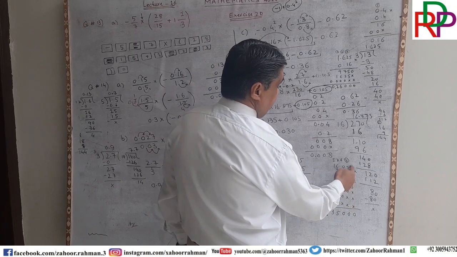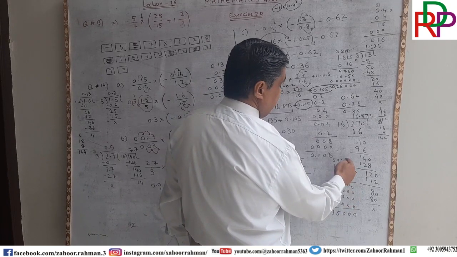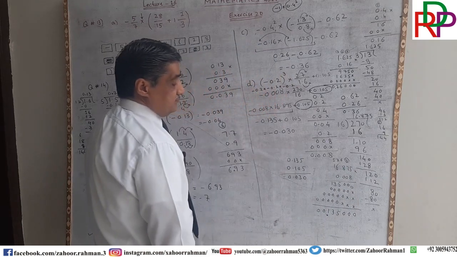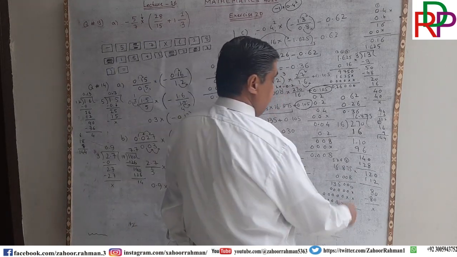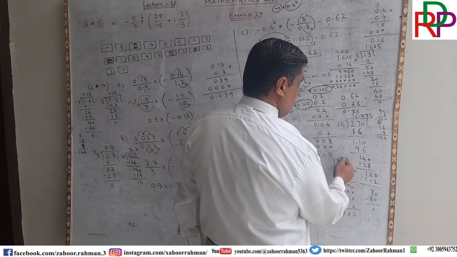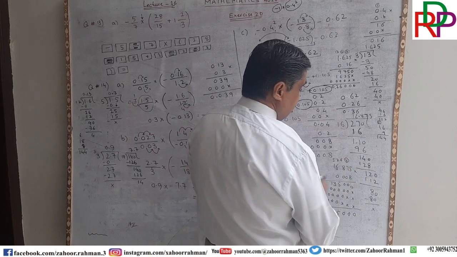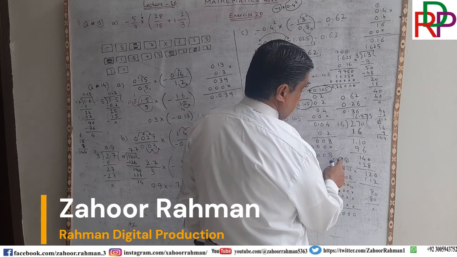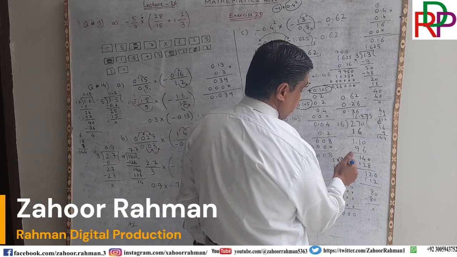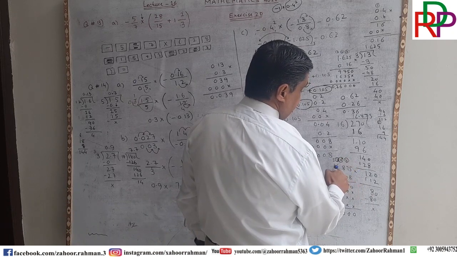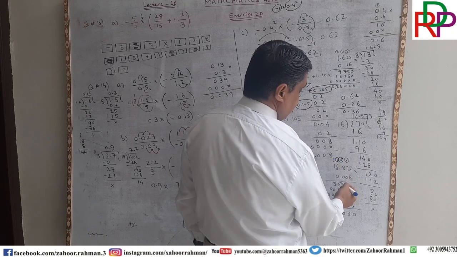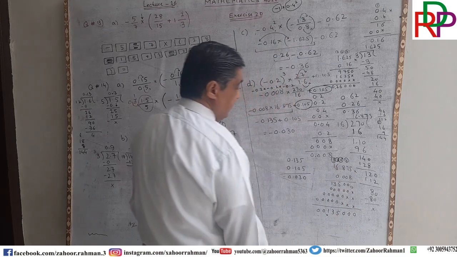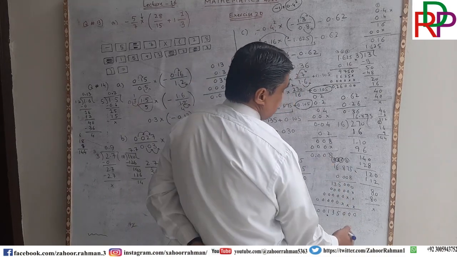0.008. 8 5s are 40, so 4 will be carried. 8 7s are 56 and 4 is 60, so 6 will be carried. And 8 8s are 64 plus 6 is 70, so 7 will be carried. 6 8s are 48 and 7 is 55, so 5 will be carried. 8 1s are 8 and 5 is 13.